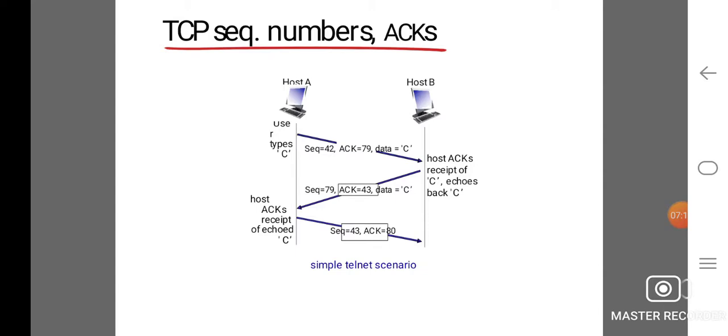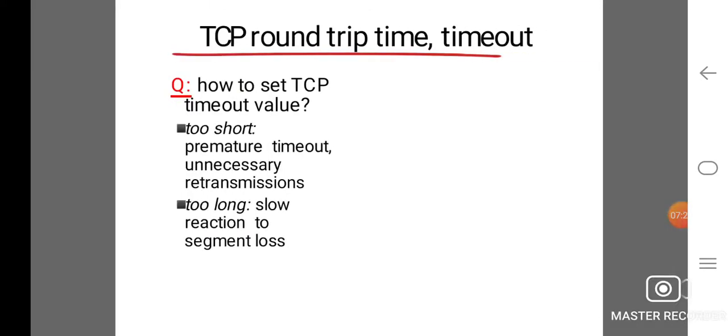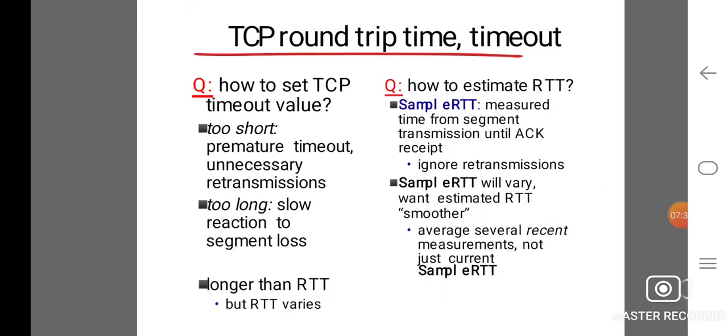TCP sequence numbers and acknowledgements. This is the simplest telnet scenario between host A and host B. Next, TCP round trip time and timeout. Question: how to set the TCP timeout value? If it is too short, there is premature timeout and unnecessary retransmissions. If it is too long, there is a slow reaction to segment loss.